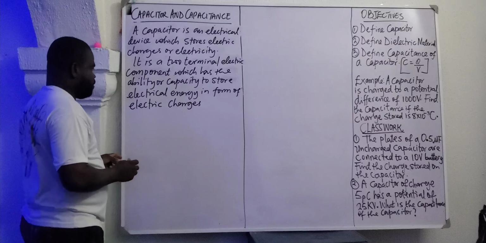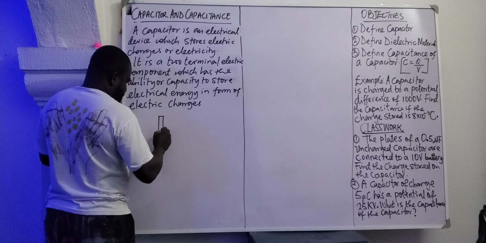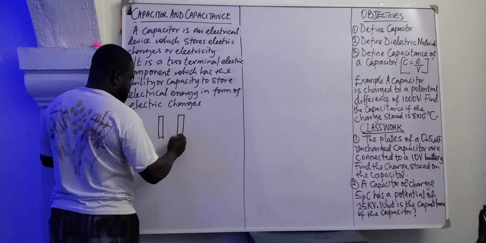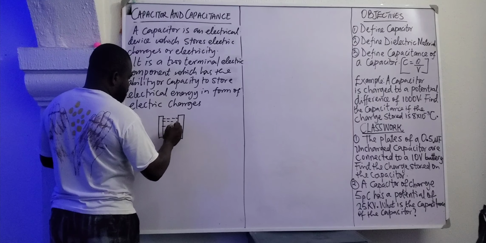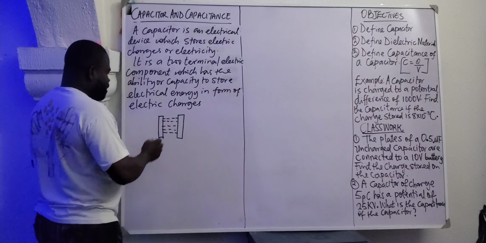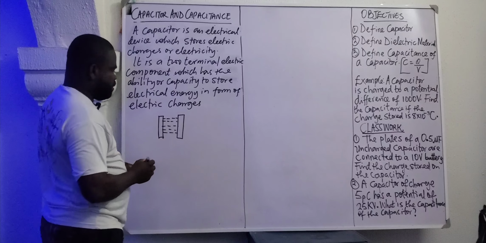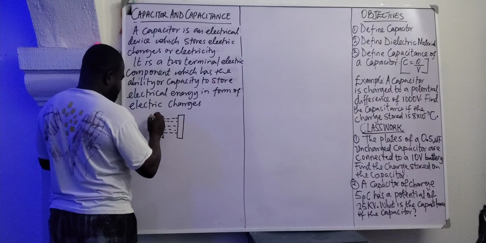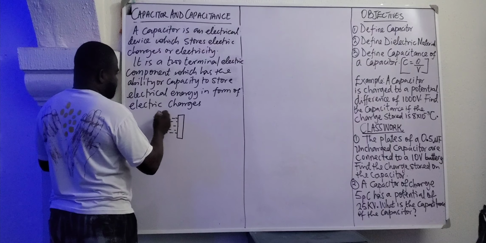Now, the capacitor can be represented using two conductors separated by an insulator. That insulator we will call the dielectric. Now, the conductors, also called the metallic plates, are made up of equal but opposite charges.